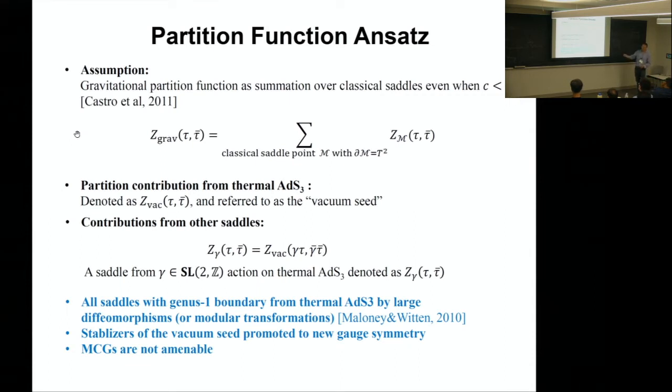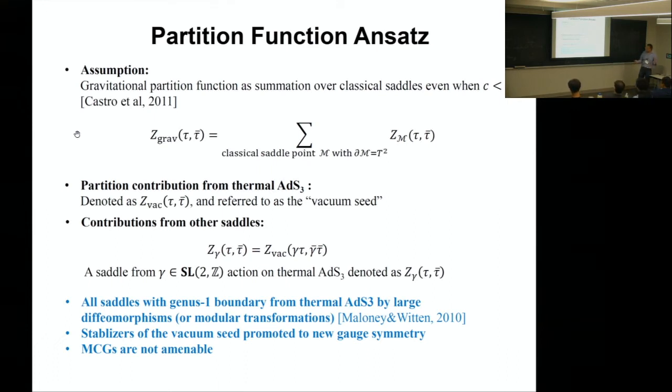And then this equality is not quite right, this is with the asymptotic boundary. Okay. So that's the first assumption. And the second assumption is that the partition function of the thermal AdS is what we call a vacuum seed. We want to start with this one, and we just give it a name. And this depends on the conformal structure of the asymptotic boundary.